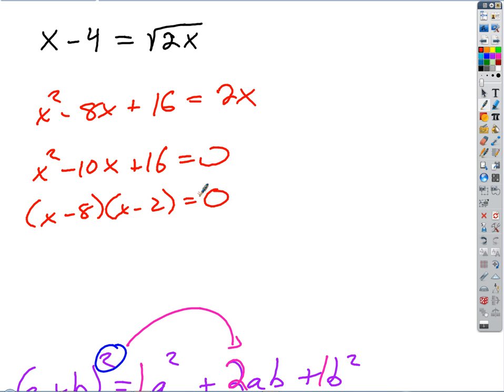Everybody see that? Okay, so what are my zeros? What are the solutions? That was easy. X equals 8 or x equals 2. We done? No, check. We got to check them. Good. So we'll go back up to the original and check them. Try the 8. Is 8 minus 4 equal to the square root of 16? Yes, that works. Beautiful.